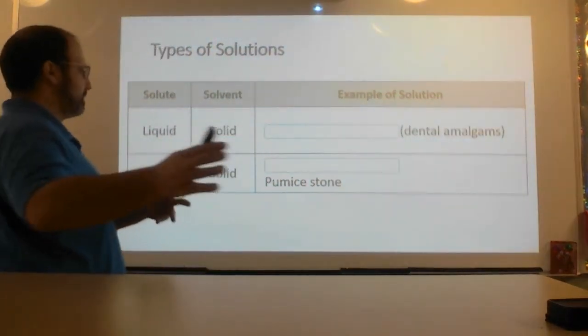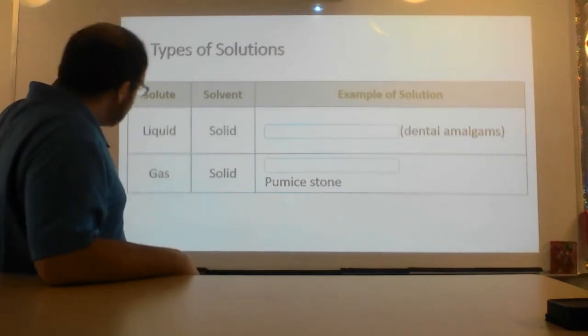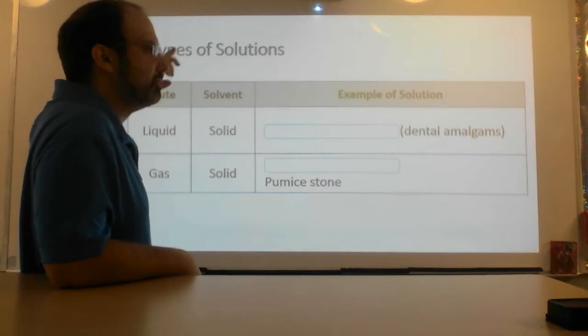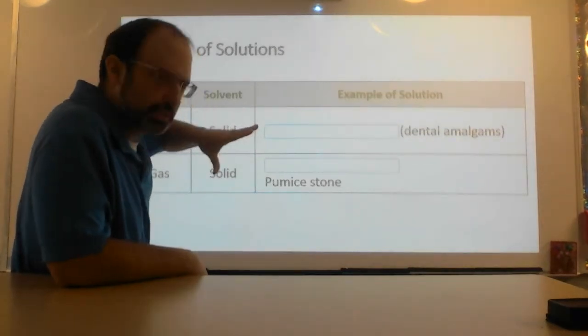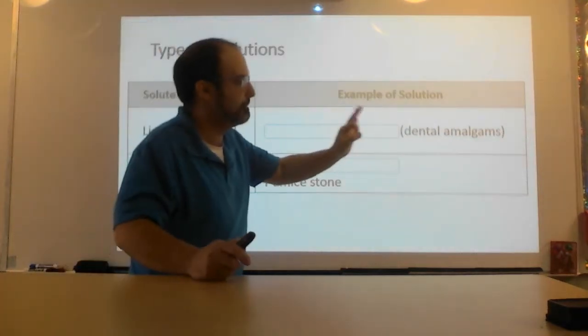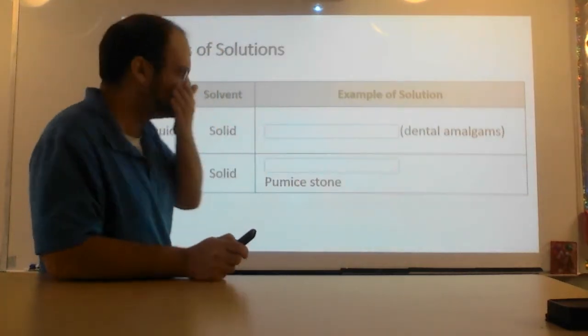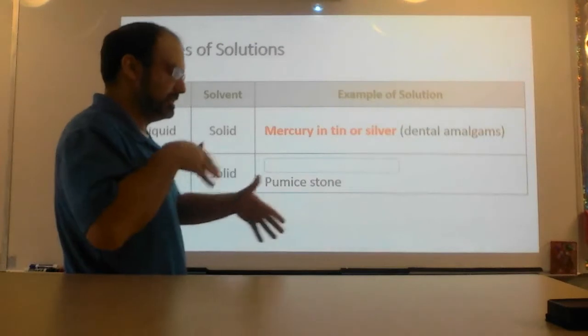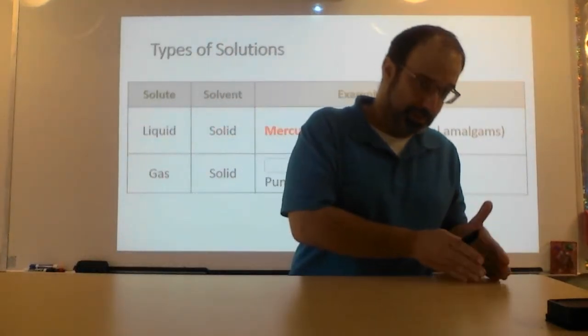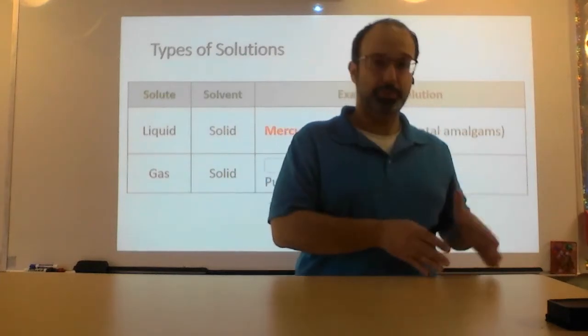Okay, we've got a couple more left, right? There's 9. Liquid solute in a solid solvent. So I'm going to dissolve a liquid into a solid. That one's a weird one, and we only got one example here, dental amalgams, aka dental fillings. Mercury in tin or silver. So mercury, as we hopefully remember, is one of the only liquids on the periodic table. That and bromine.